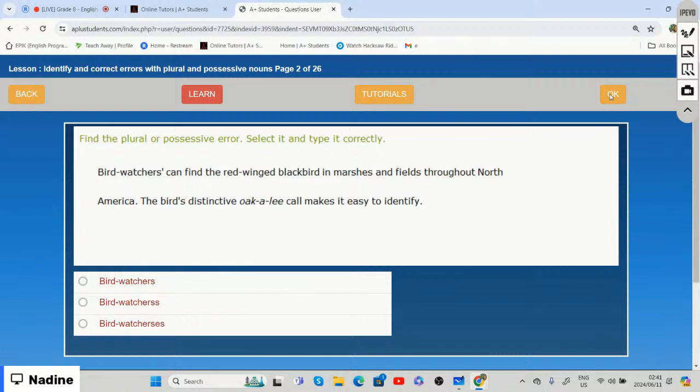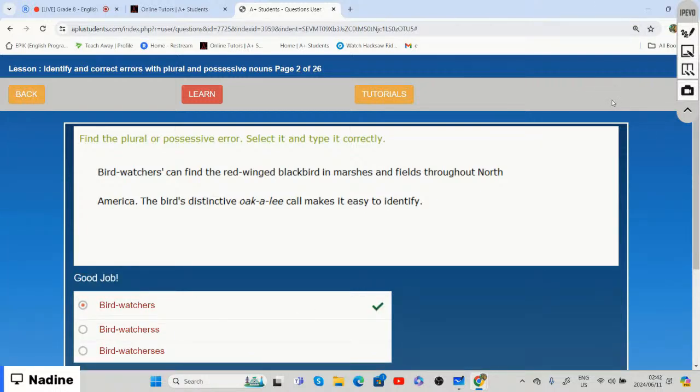So since we are saying bird watchers, right, then it means that it is just a plural noun, right? So we then say bird watchers, where we just add an s without the apostrophe. Because it's people who watch birds. They are bird watchers.